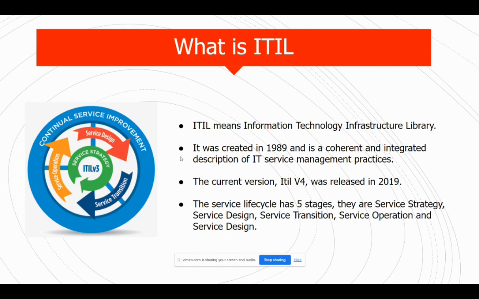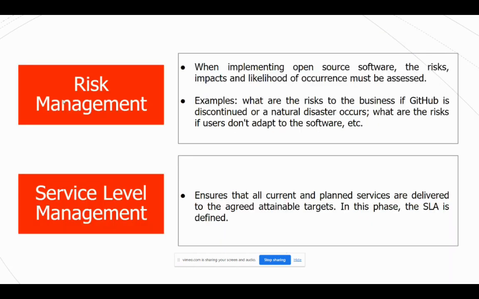We chose some practices to implement the open source. The first is risk management. When we implement open source software, we have to identify and analyze the impacts and the risks. For example, what are the risks to the business if GitHub is discontinued or a natural disaster occurs? What are the risks if users don't adapt to the software? And the other practice is service level management. It's about the SLA. Flip talked about it before. And in this stage, the SLA is defined.